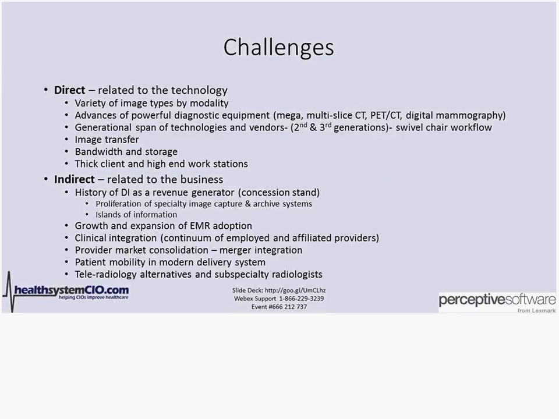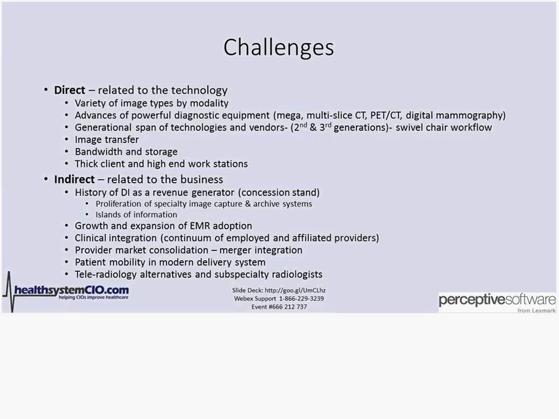So when we think about this, the challenge, why is this difficult? Some of the challenges are directly related to the technology itself. We talked about the variety, the advances of the powerful diagnostic equipment, the mega multi-slice CT PET. When you think about just the storage of what it used to take for a, quote, simple X-ray in the old days to now a gazillion slice CT scan, it's really staggering. Quality available for the diagnosis, but certainly from an IT perspective, challenges regarding bandwidth as well as storage.